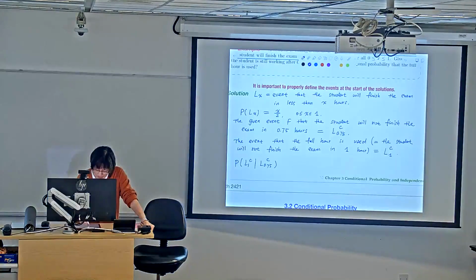Using the definition, this conditional probability is the probability of the intersection of these two events, divided by the probability of the conditioning event, the event behind the bar.